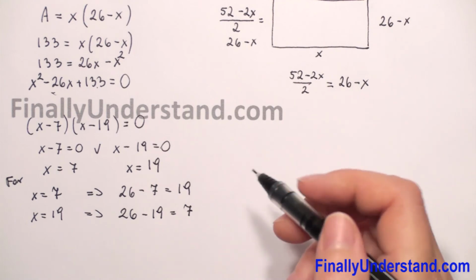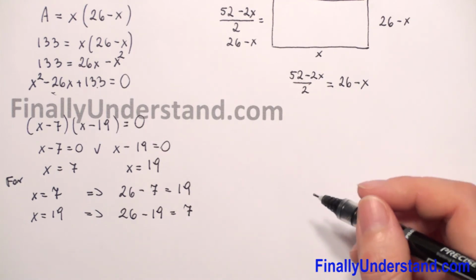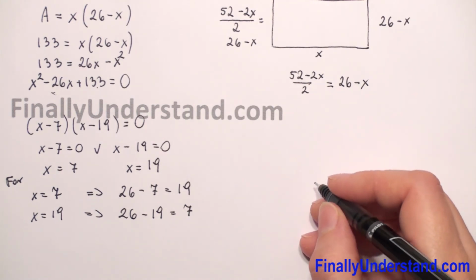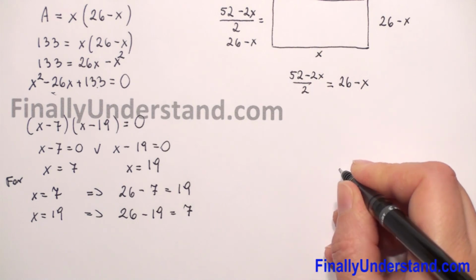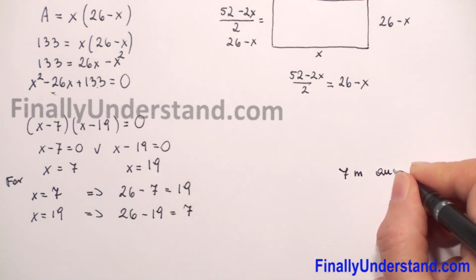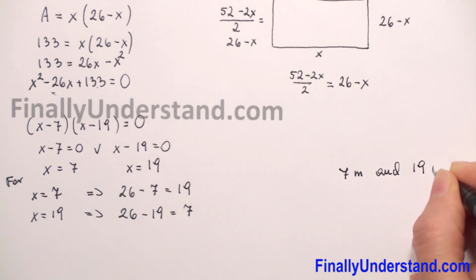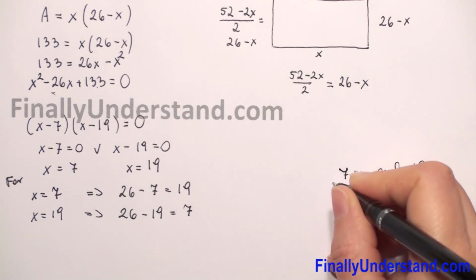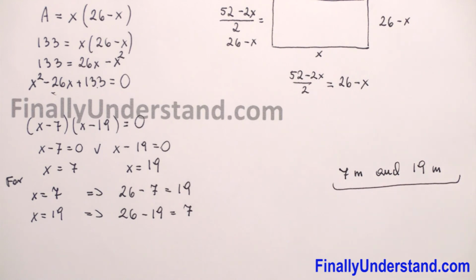So we got that the dimensions of the garden can be 7 meters and 19 meters. This is my solution.